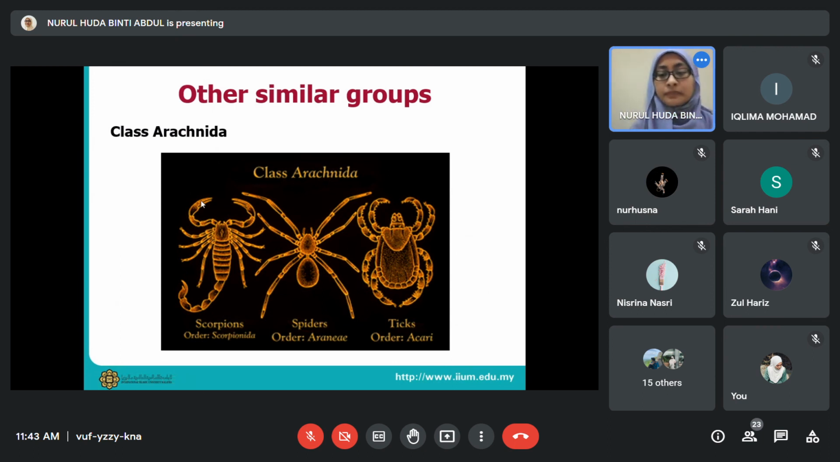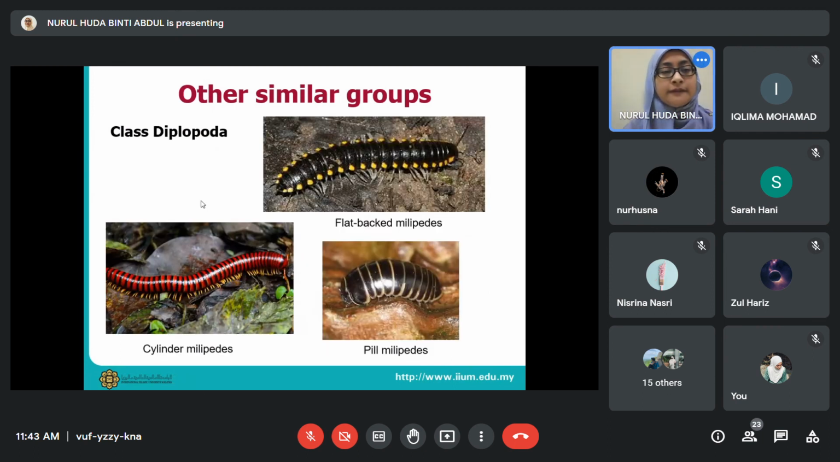Okay. And then we also have class Diplopoda, the group of arthropods that have many legs. This is how to say millipede. Diplopoda is a millipede. We have different groups of millipede. This is flat-back, pale millipede, and cylinder, which is the most common. Flat-back ni also common.